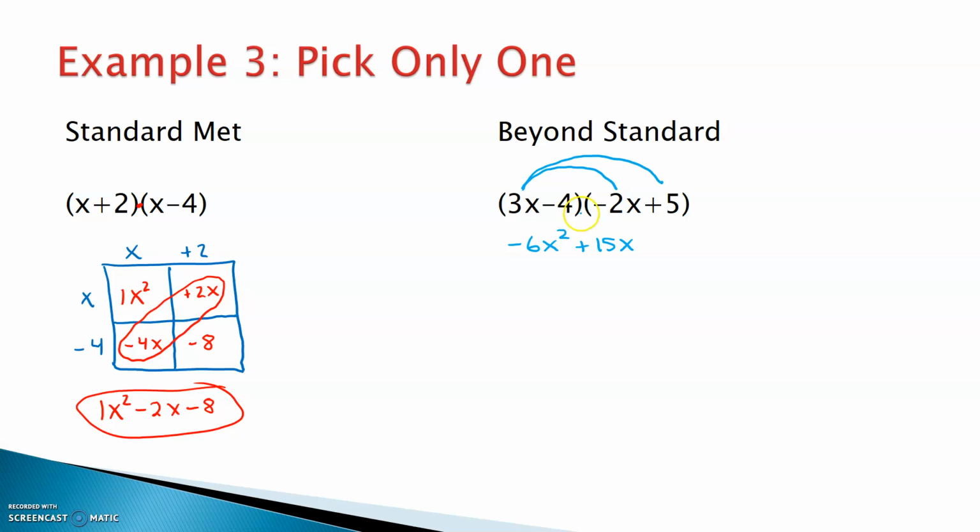Okay, let's move on with negative 4 times negative 2x. Well, negative times a negative is a positive. 4 times 2 is 8.